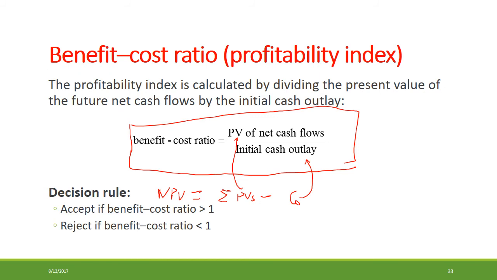So the decision rule here is that we want to choose projects where the future benefits outweigh the initial costs. Therefore, we want to pick projects where the profitability index or the benefit cost ratio is larger than 1. If this ratio is larger than 1, it means that the value of the future cash flows is larger than the initial cash outlay. And vice versa, we reject projects where the benefit cost ratio is less than 1.